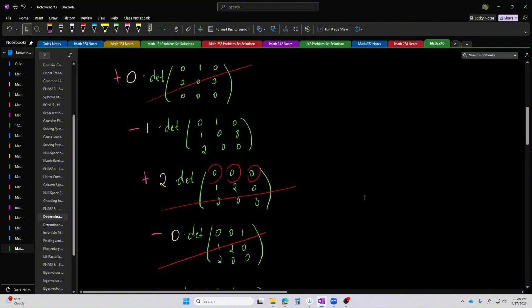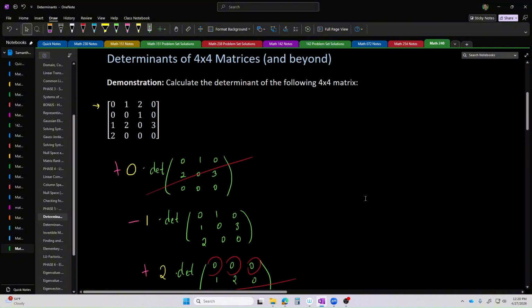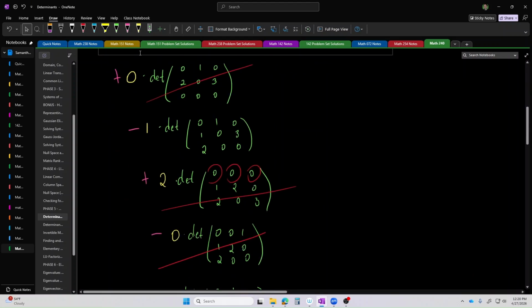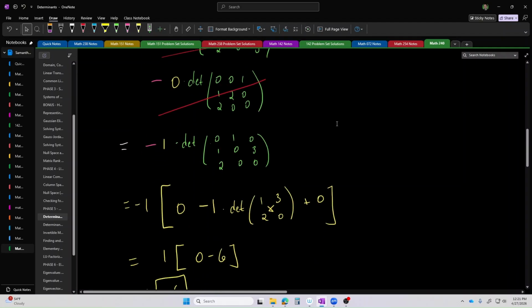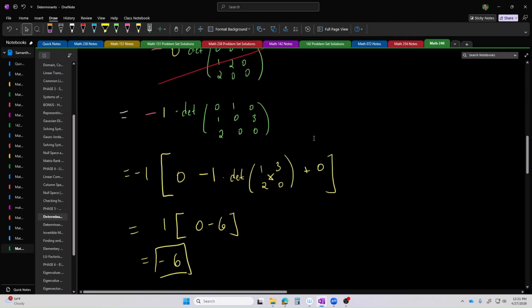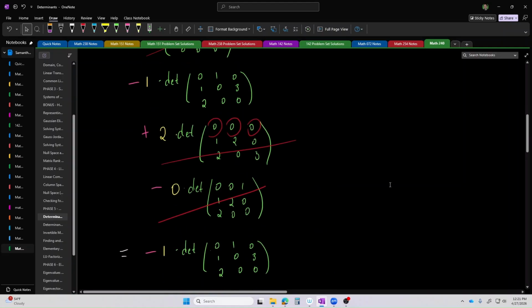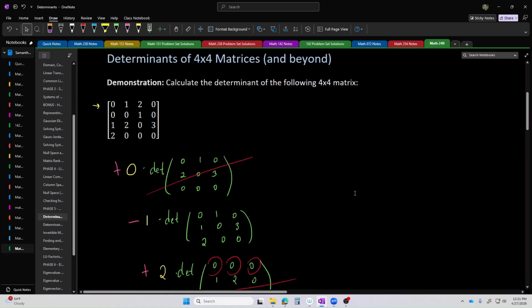That is the process for calculating determinants of larger matrices. It's recursive. It kind of unwraps like a nesting doll, where a 4 by 4 determinant becomes a series of 3 by 3 determinants, and each of those 3 by 3 determinants becomes a series of 2 by 2 determinants. That's the overall process that we use for larger matrices.